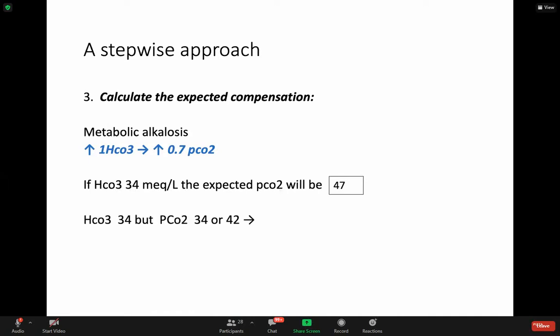طيب, if the bicarb is 34, but the PCO2 is 34 or 42, مثلا. What do you call this? Metabolic alkalosis with... I'm expecting the PCO2 to be 47, but there is something keeping the PCO2 less than 47. So this patient has metabolic alkalosis and respiratory alkalosis.